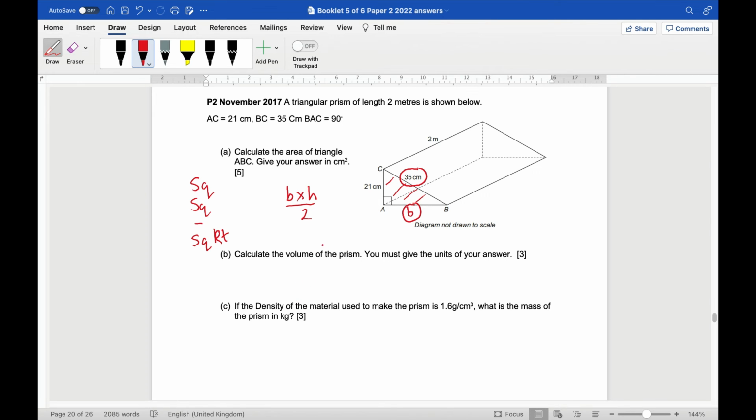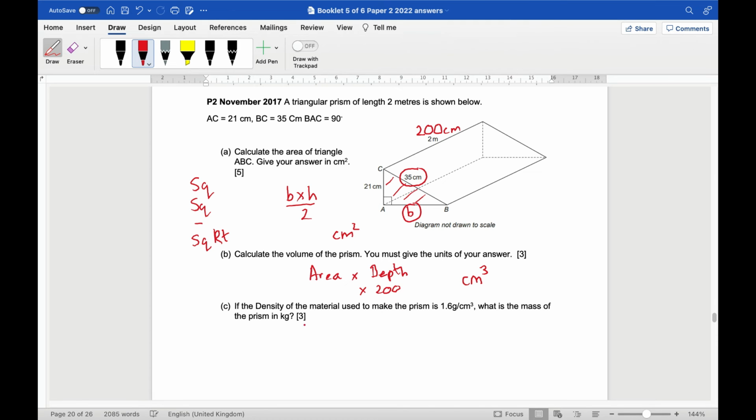Next. Calculate the volume of the prism. Well, all that is the area of the triangle that we've just worked out times the depth. But I've got another issue here. Look at your units. Centimetre, centimetre, oh, it's metres. Just a spot. Fab. So times your answer by 200. Your answer now will be in centimetres cubed, whereas this would be in centimetres squared.